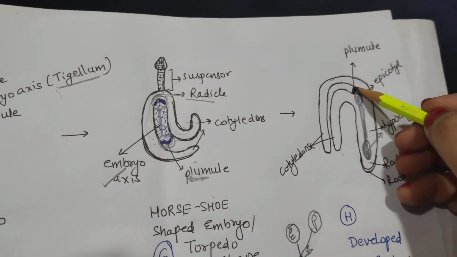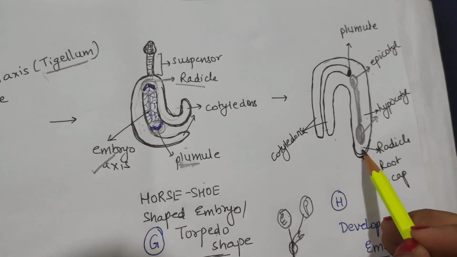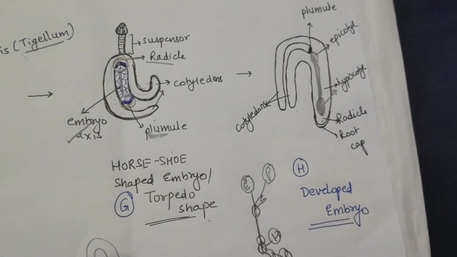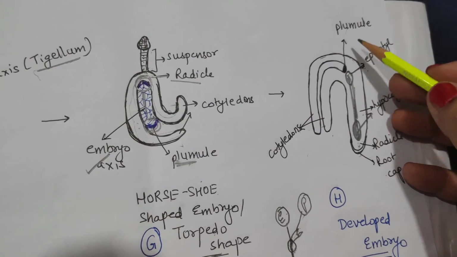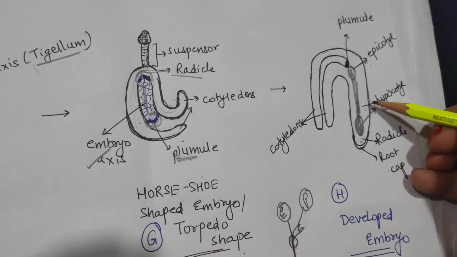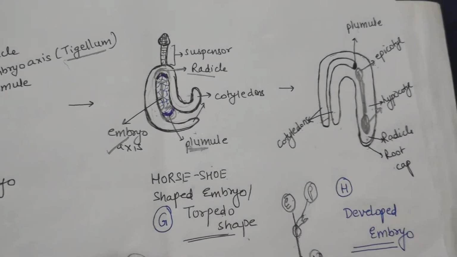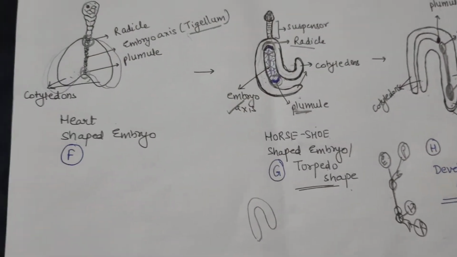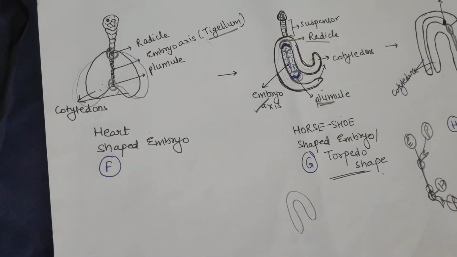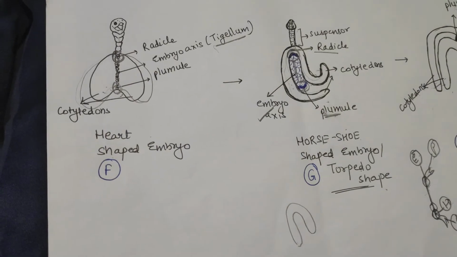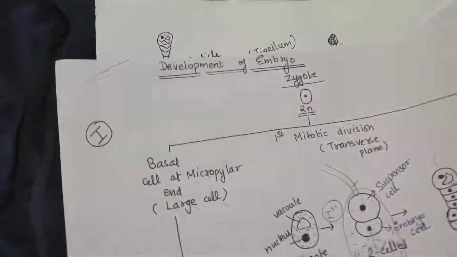Clear? So this is plumule, this is radicle. Radicle is protected by root cap because यहाँ से root बनेगी and each root is going to get protected by root cap. This is embryonal axis with epicotyl, plumule. This is embryonal axis with hypocotyl, radicle. And these are the two cotyledons which are going to reserve food for the future purpose. In this way, the embryo gets developed in the plants. Again, you can take the diagram. You can take the screenshot of the diagram.